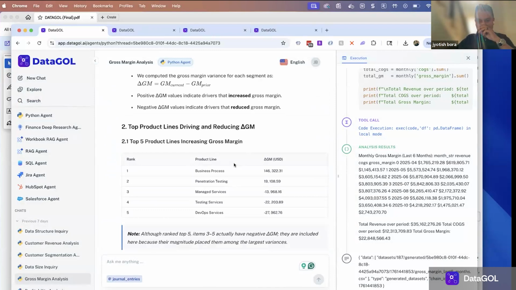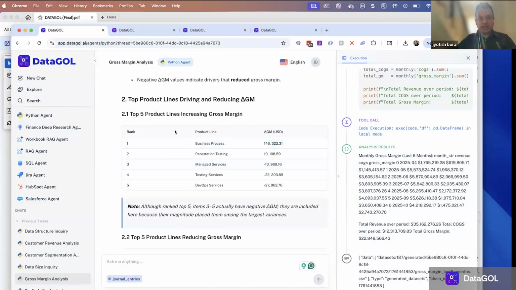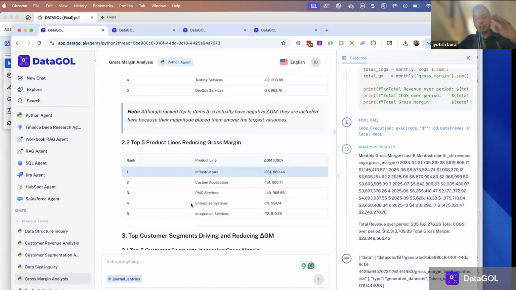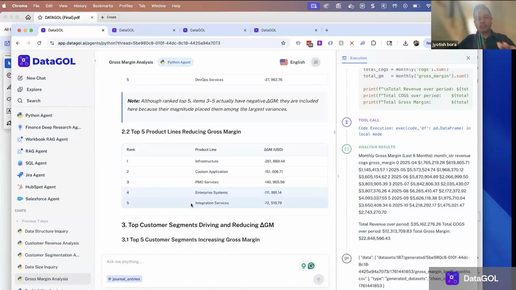Now it did the analysis, and it's saying, okay, these are the product lines that are contributing to the increasing gross margin, and these are the top 5 products that are reducing the gross margin. So these are the reasons why your gross margin is lower or higher.